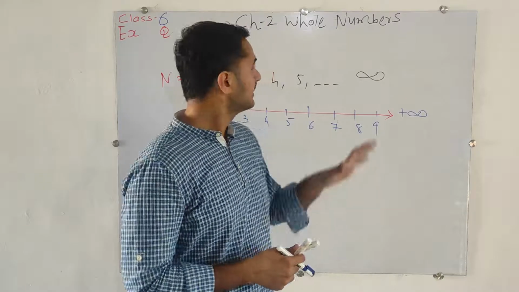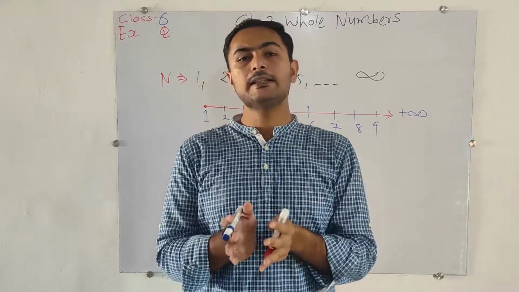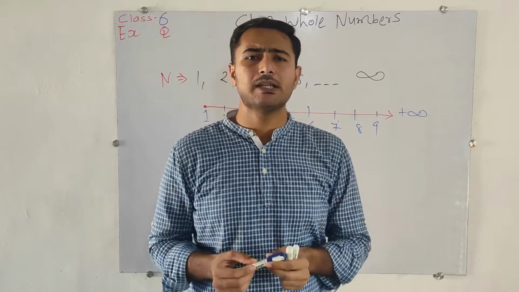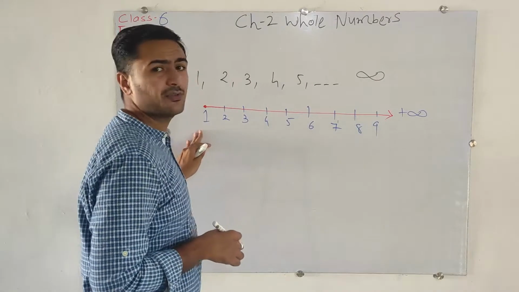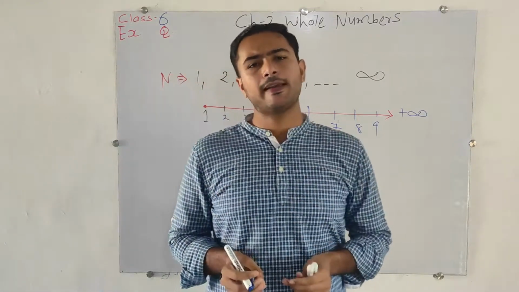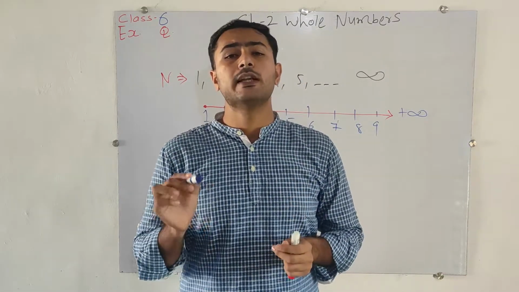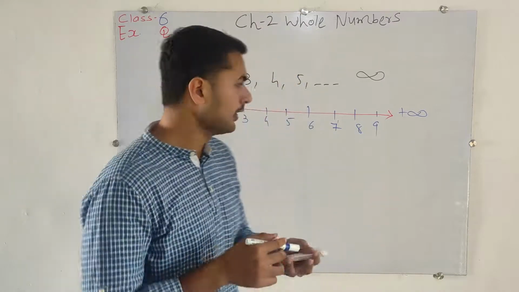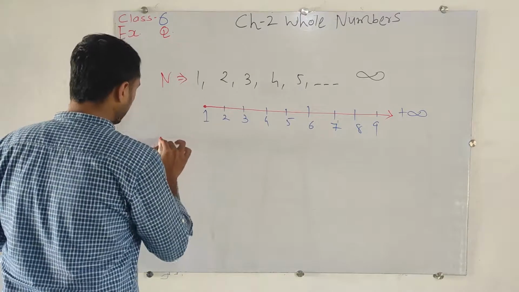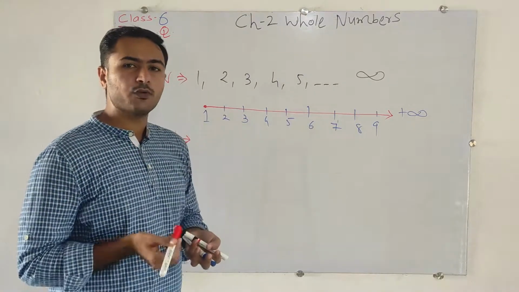Now our chapter, the whole number, let's discuss that. What is the whole number? The difference between the natural number and the whole number is a very simple one. Natural number starts from 1. Here we do not include 0 in the natural number, but in the whole number we include 0 also. The symbol for the whole number is capital W. Whole number starts from 0.